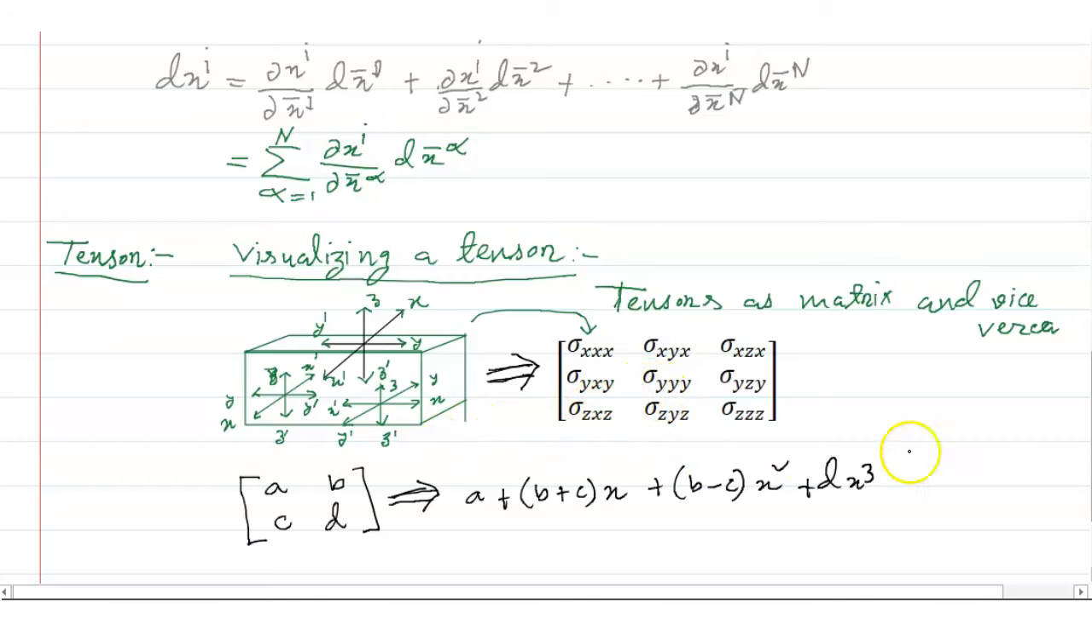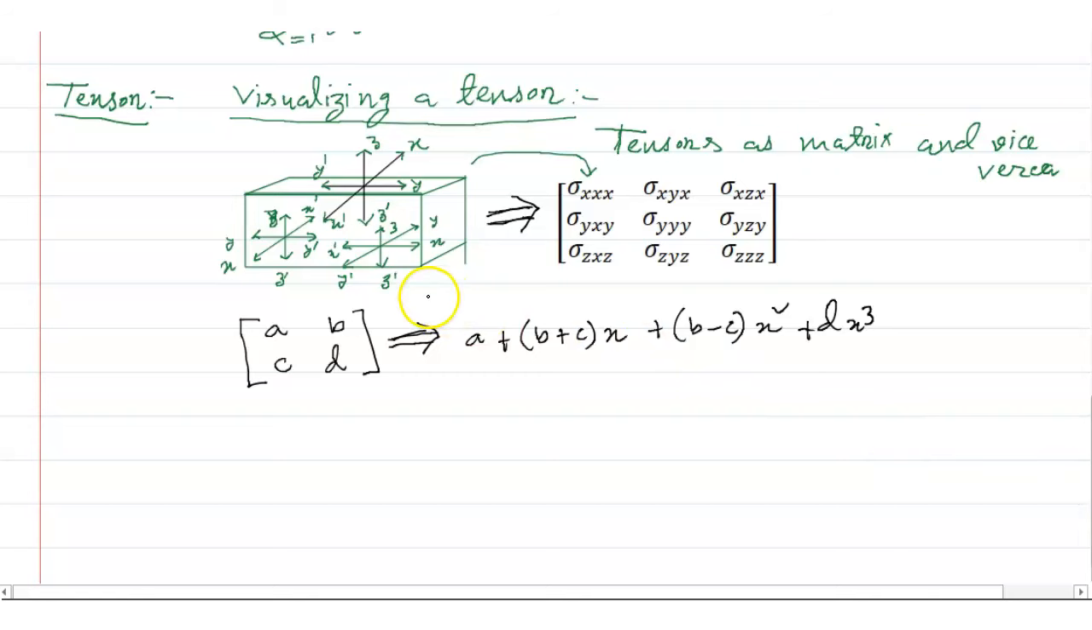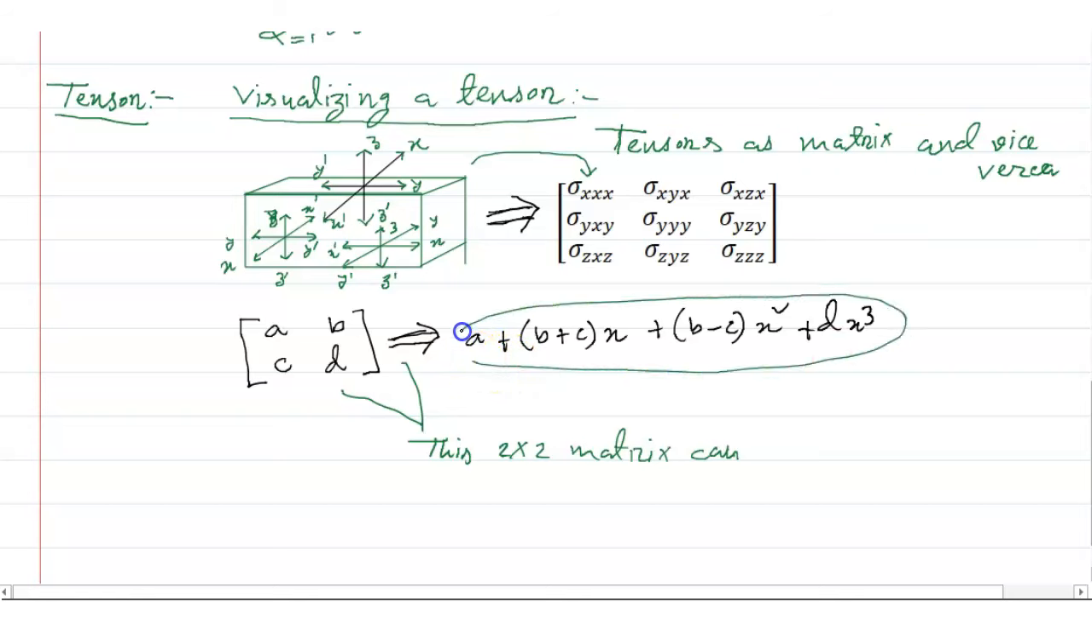And this is a 2 cross 2 matrix. A 2 cross 2 matrix can be written in this form, and in this form I can write a 2 cross 2 matrix, and this is the 2 cross 2 tensor. So friends, another tensor definition.